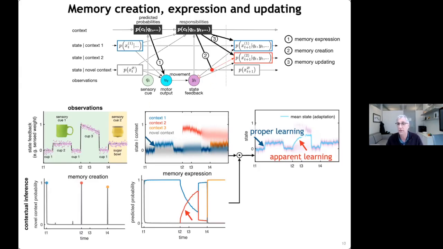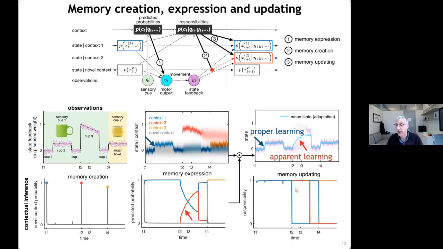After you move, you get state feedback. You now can calculate your responsibilities, which are shown here, and we're going to use those to update memories. And so when the red responsibility is high, you're going to update memories rapidly. And when the red responsibility, for example, is low, you don't update it since you're not observing, and it's going to diffuse out. And so this model deals very nicely with the creation, expression, and updating.